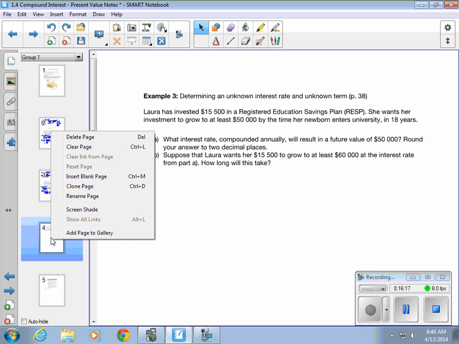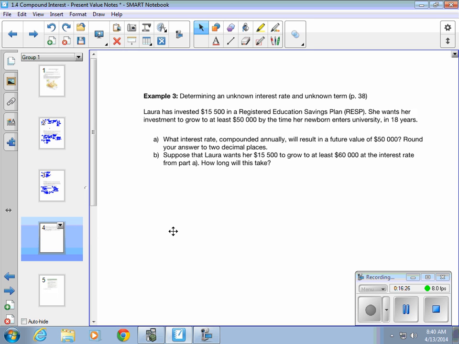So example 3. It says determine unknown interest. So you're finding the interest when you're given your other information. Laura has invested $15,500 in a RESP. She wants it to grow to $50,000 by the time her newborn enters university in 18 years.